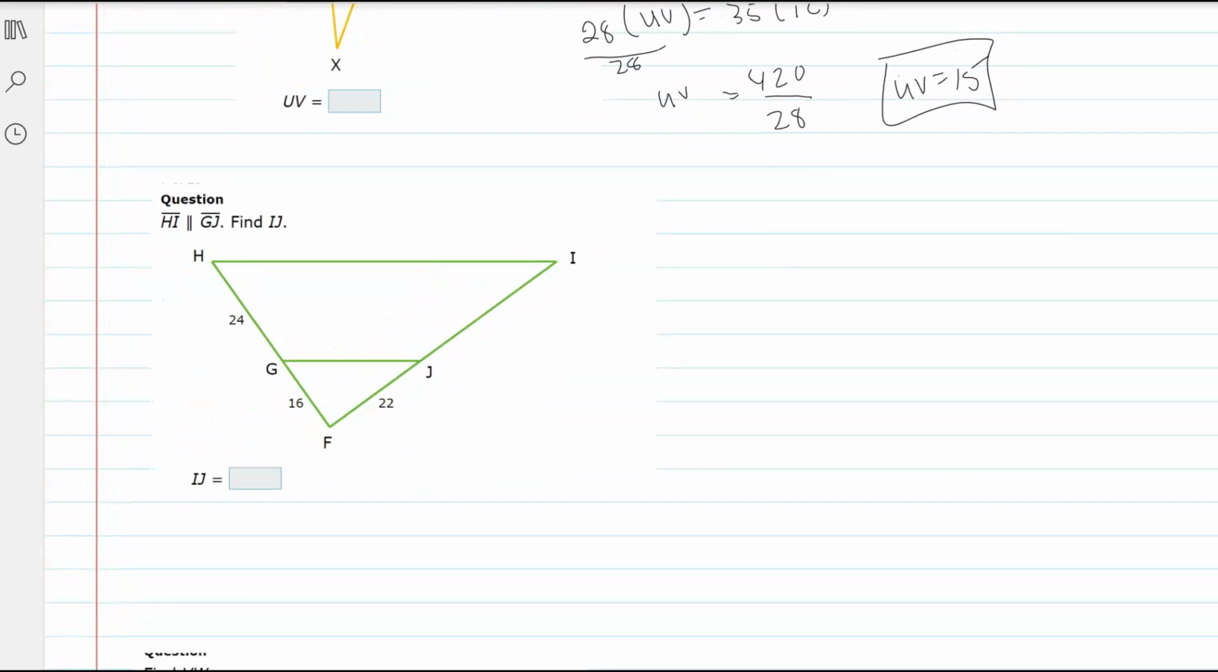Now this one here, they don't give you the little red arrows to tell you that the lines are parallel. Doesn't matter because they tell you in words. HI, line segment HI, is parallel to line segment GJ. Now we can use the triangle proportionality theorem. 16 over 24 equals 22 over IJ. Same problem.